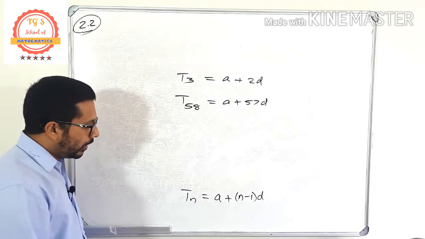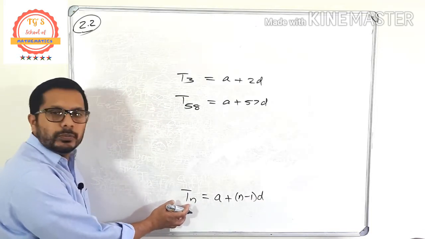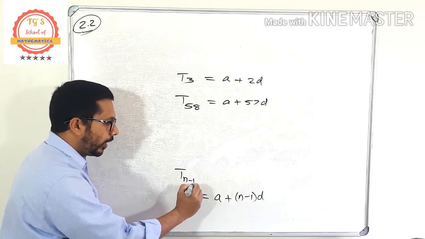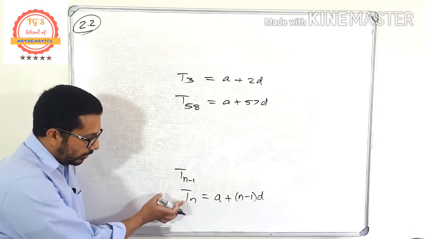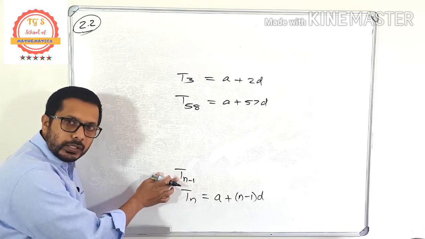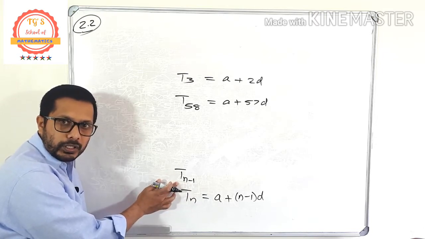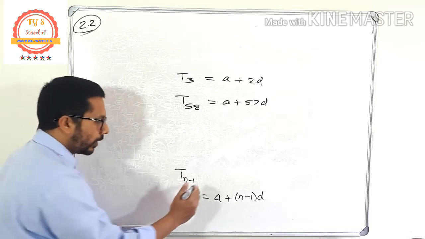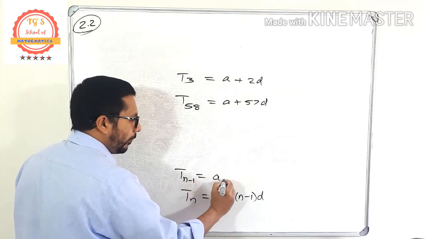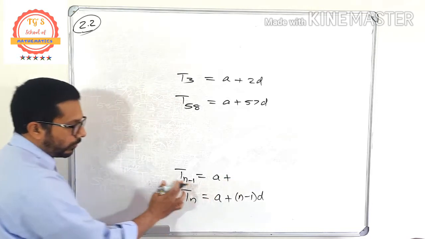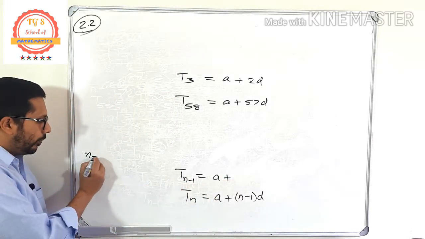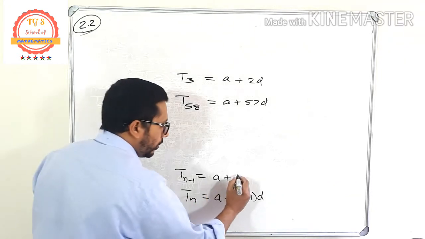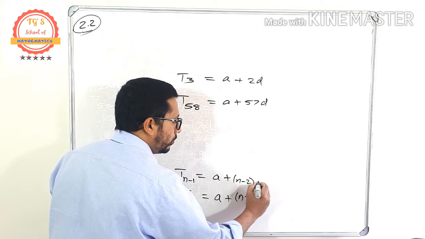Okay, so what is the term just before this Tn? Is it not Tn minus 1? Okay, the term just before this Tn, the last term, that means the second last term. So that is Tn minus 1. So how can you write that one? A plus 1 less than this one. 1 less than that one means n minus 1 minus 1, that is n minus 2. Okay, so n minus 2 times d.